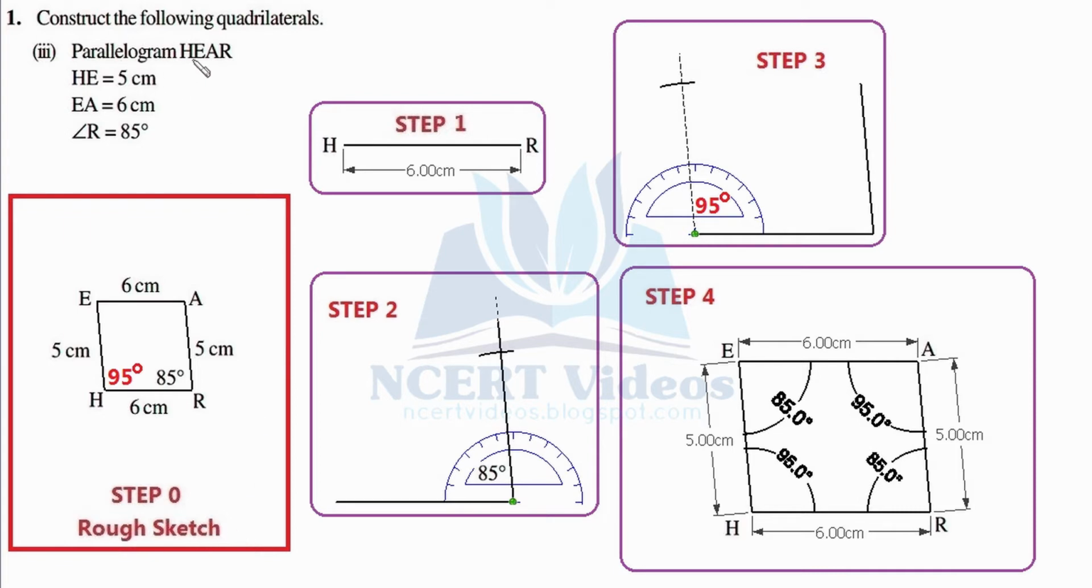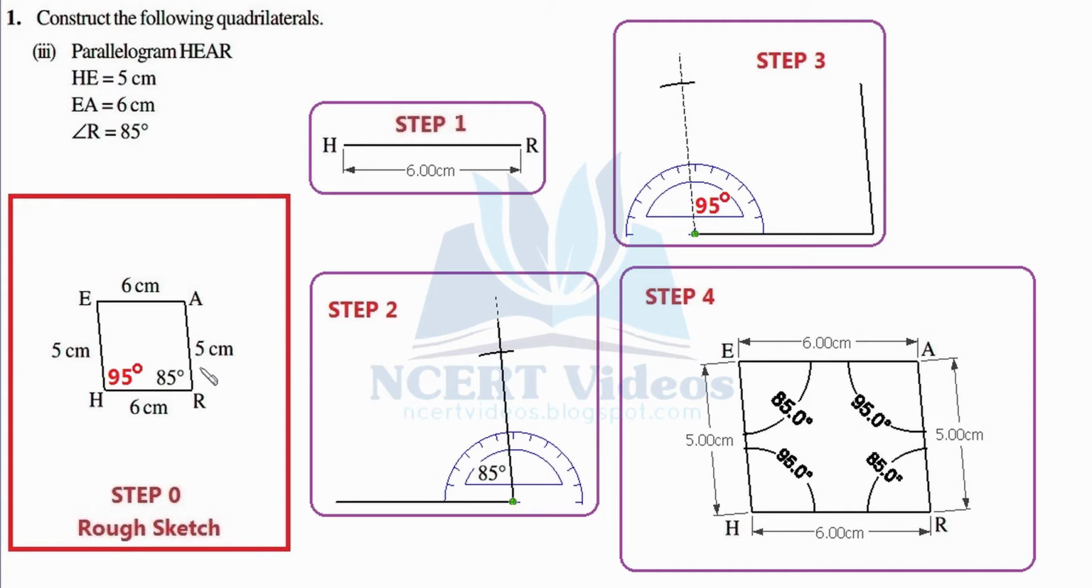In case of parallelograms, if we consider any two vertices, the rest of the two vertices will be always opposite to the considered vertices. For an instance, if we are considering HE, then AR will always be parallel to HE. Again, if you consider ER, then remaining H and A will be parallel to ER vertices. This is how parallelograms are constructed. So this particular understanding will help us in constructing a rough sketch.